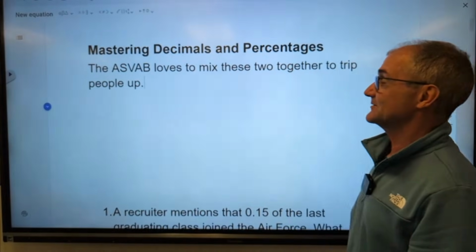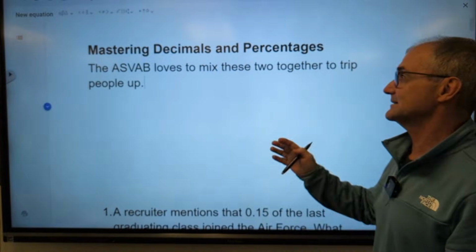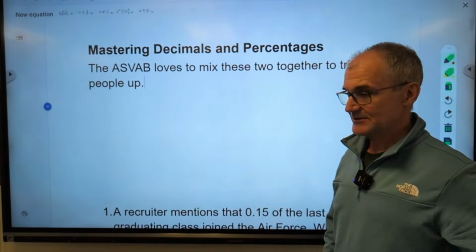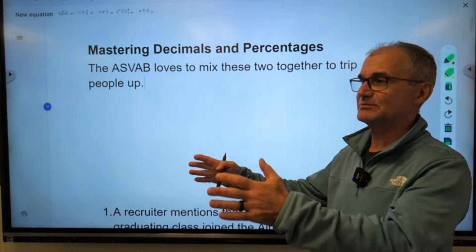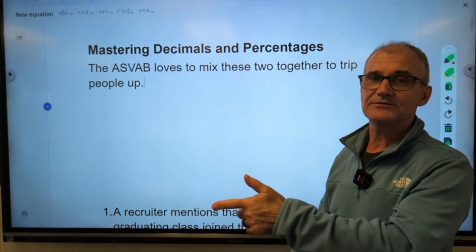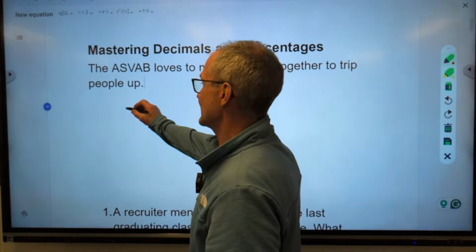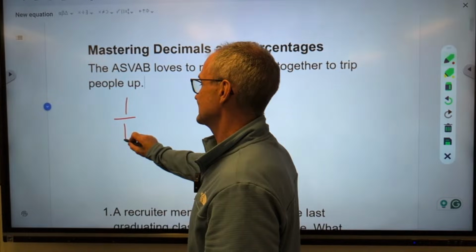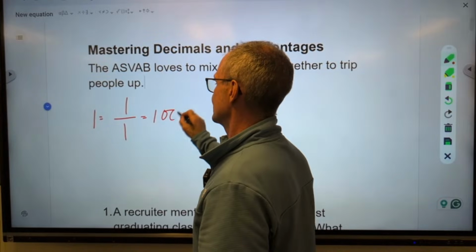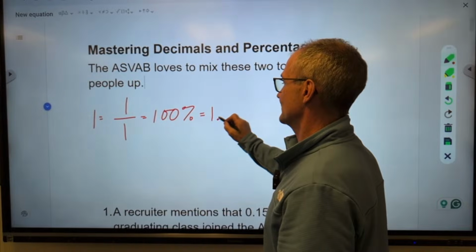But what I was going to work on today is decimals and percentages. The ASVAB really loves to mix these 2 things together to kind of trip you up. So there are 3 things really, the way to split a whole number into parts. One of those is fractions, one of those is decimals, and one of those is percentages. So if I had a fraction, 1 over 1 is the same as 1 is the same as 100%. Is also the same as 1.00.